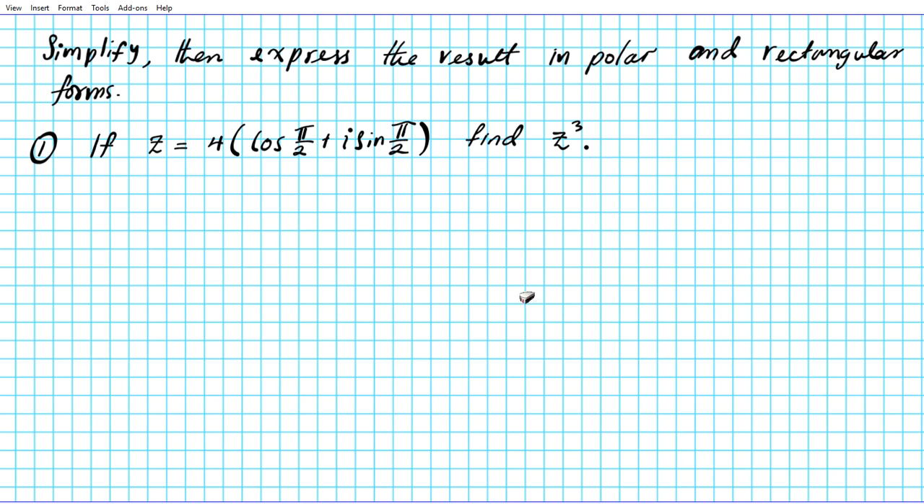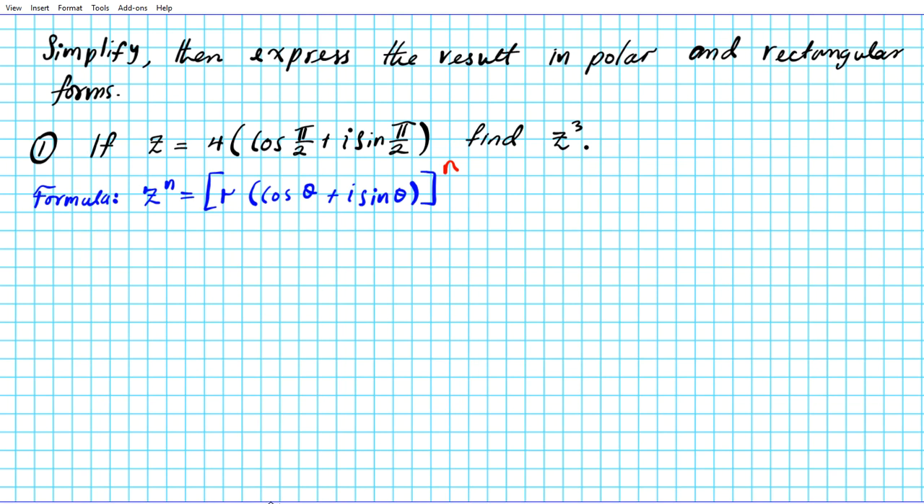Okay? Now, the first thing we're going to do to guide our problem solving process is write down the formula for the process. Okay? So let's say you have a complex number z raised to the nth power. So let's write it down in polar form. You have r cosine theta plus i sine theta. So this complex number, we're raising it to the nth power. Okay?